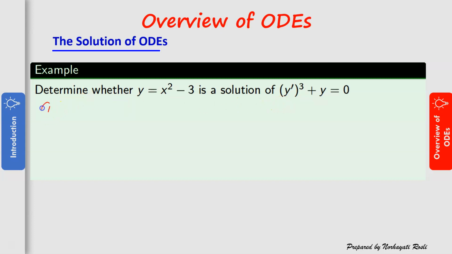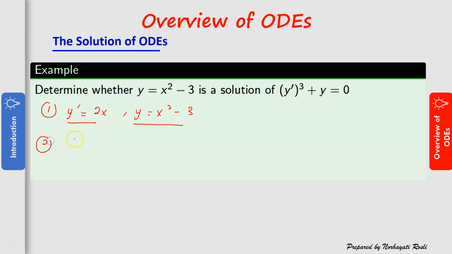So the first step here, we compute y prime. It's a simple function, so you can directly find the derivative of this function. It is equal to 2x. And then we know that our y equal to x squared minus 3. So we need to substitute y prime and y in this differential equation.